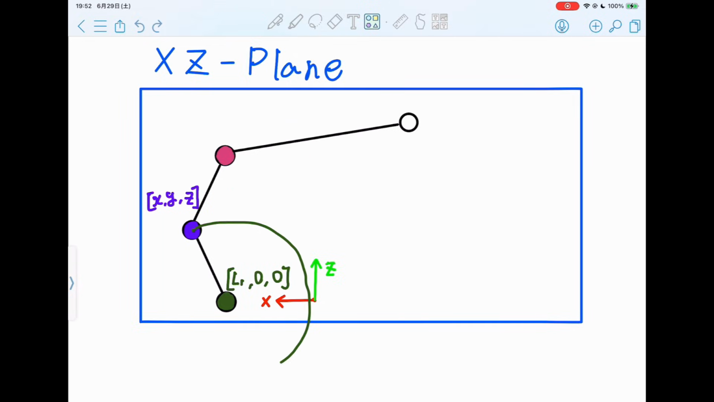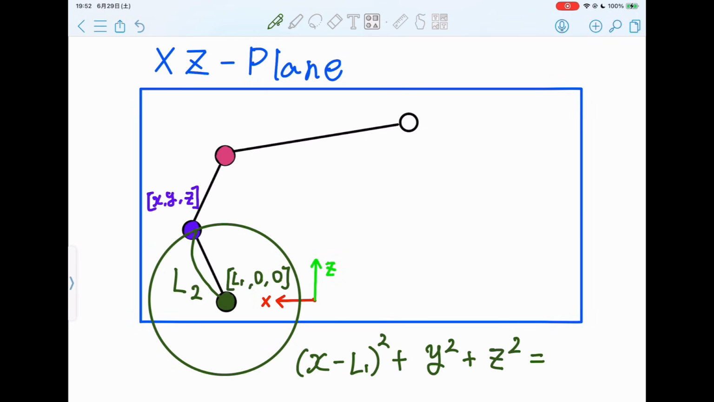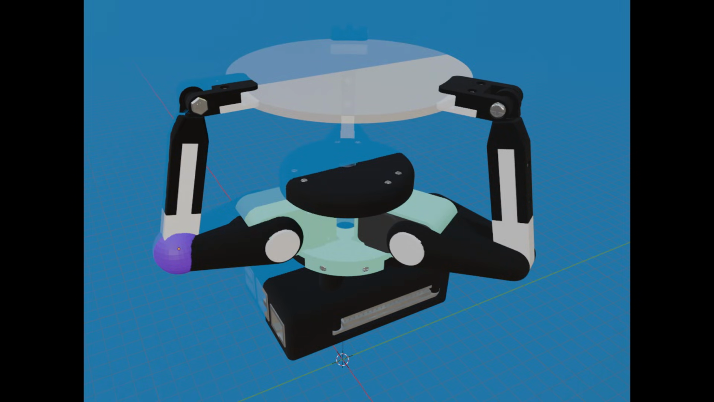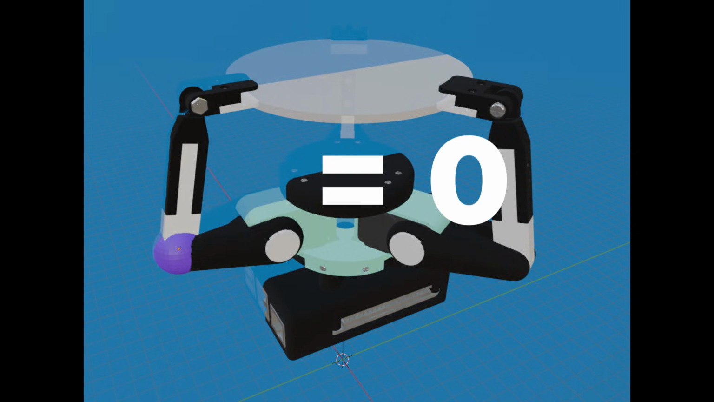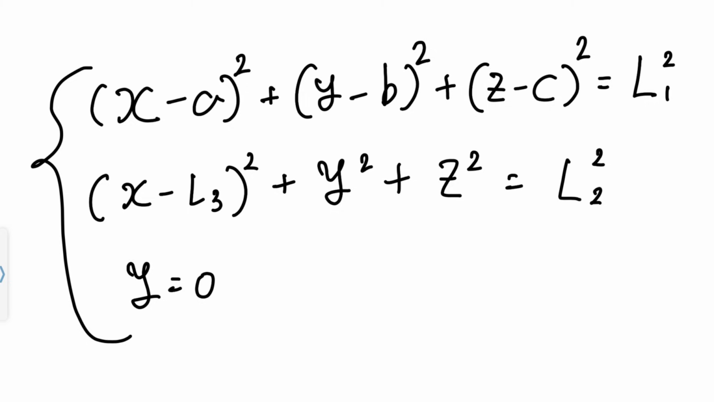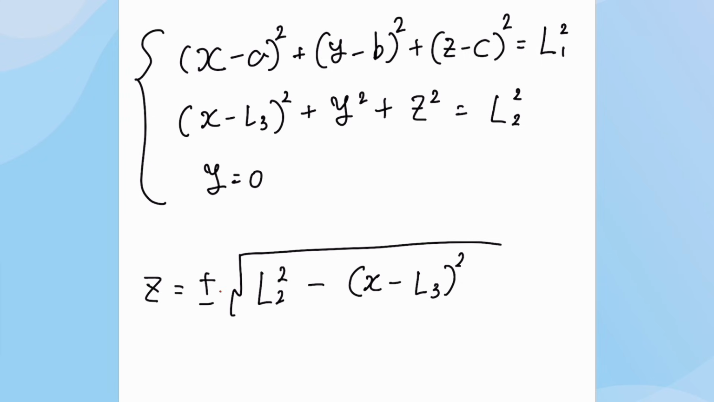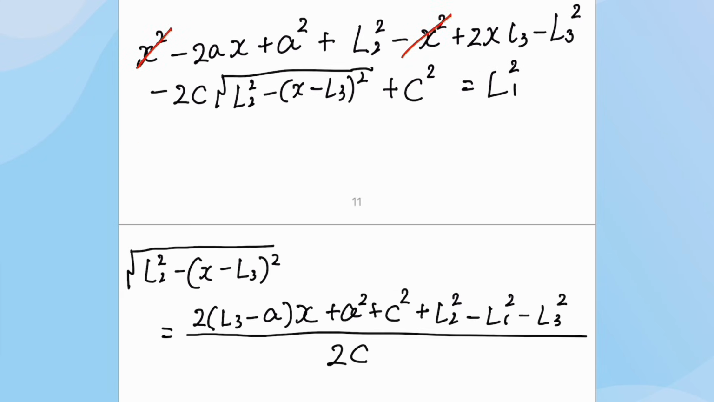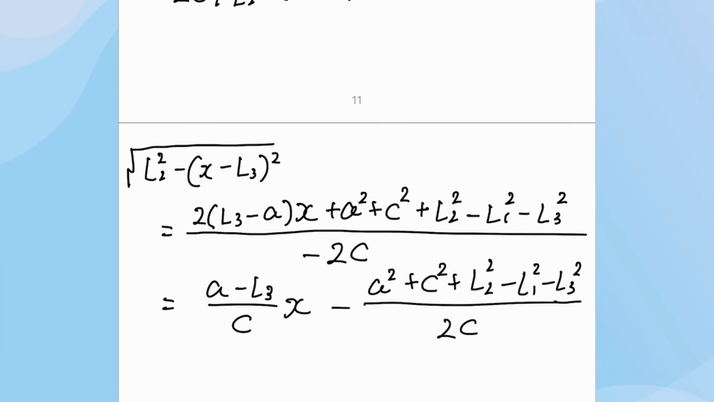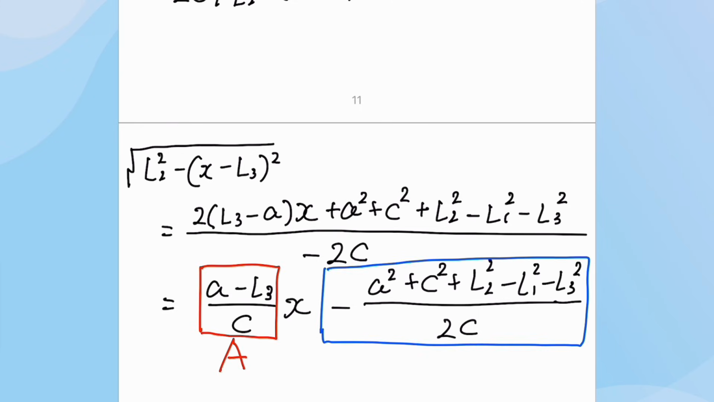Next, P also lies on the sphere centered at the motor's coordinates with a radius of L2. Therefore, the following equation also holds. Additionally, P must always lie on the xz plane, so the equation y = 0 also holds. Now, solving these equations will allow us to express P in terms of the known constants A, B, C, L1, L2, and L3. It is quite complicated, but let's do our best. In the intermediate steps, since P is on this side of the yz plane, we select the plus. Since the equation is complex, let's denote this part as a. Additionally, let's denote this part as b.